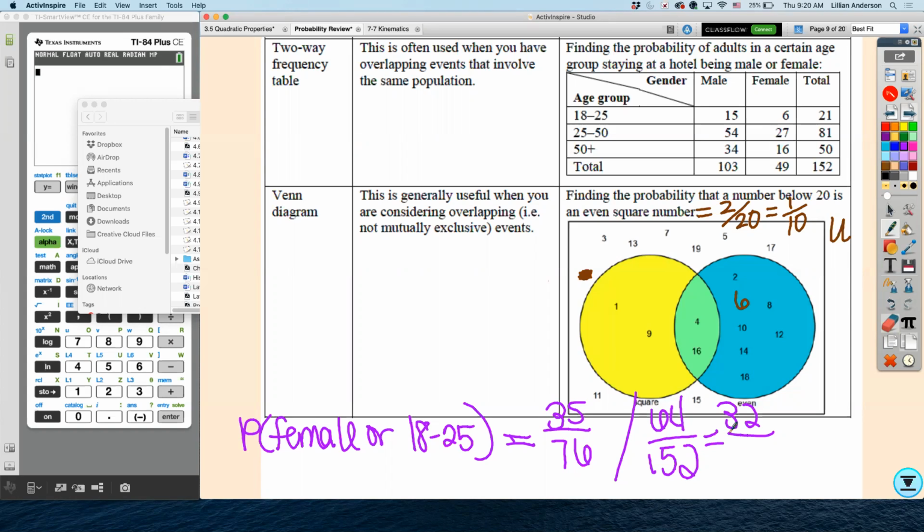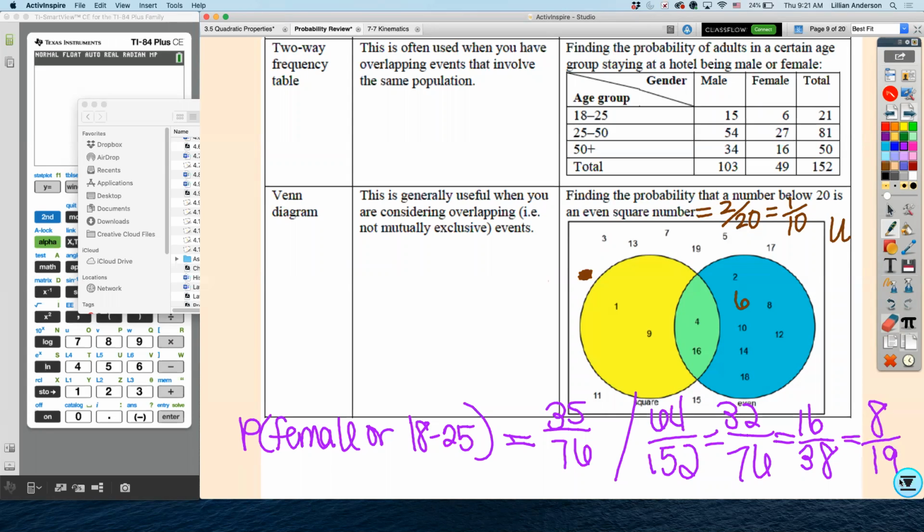What's 76? Keep reducing. 16, and 38. What's 16 divided by 2? 8. Keep reducing. 8 and 19. Okay, so we got 35 over 76, and we got 8 over 19.